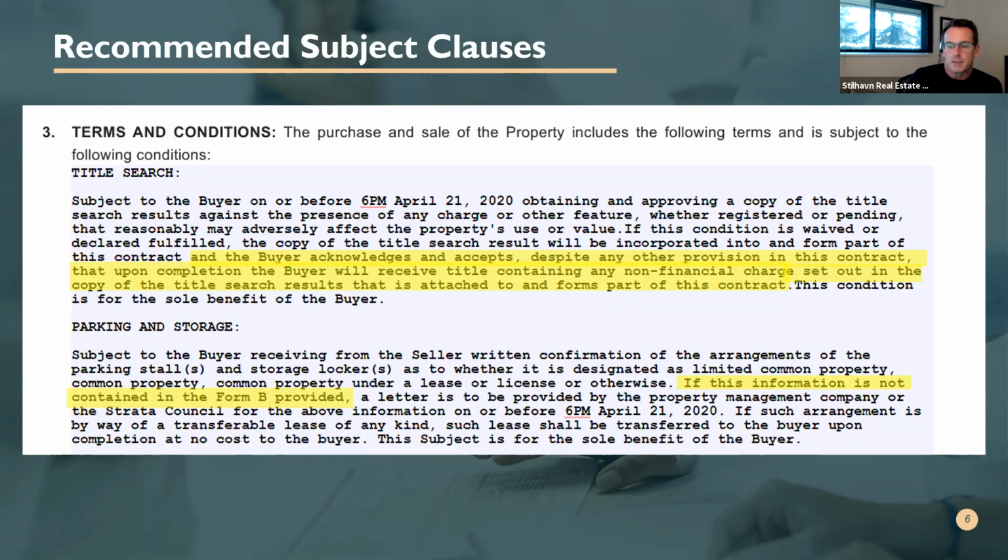Generally speaking, a warranty only goes so far. So it's not strong enough for parking and storage, and parking and storage are by far where most strata litigation occurs. And so we really need to be careful with it. So I highly recommend you use this.